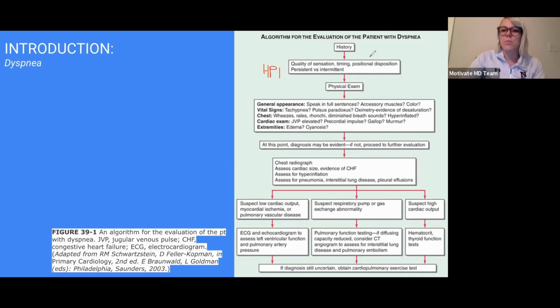Other things that are important is position. You guys may remember from when we talked about heart failure in the past, if they get short of breath when they're lying flat, we call that orthopnea. And that is often indicative of heart failure, okay?